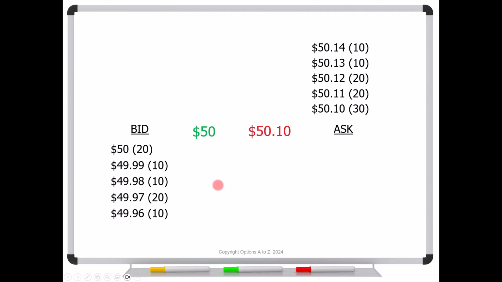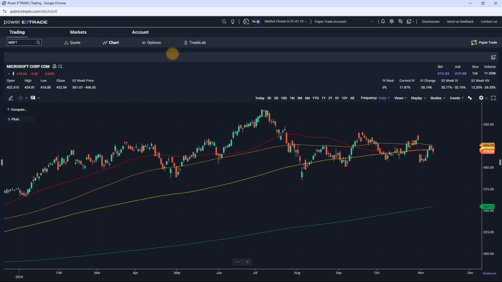So now that you understand depth versus breadth, let's jump over to E-Trade and see how you can find out what these numbers are in your broker's platform. Okay, so now we're into the E-Trade platform, and I'm going to start with Microsoft, which is certainly a very liquid stock.